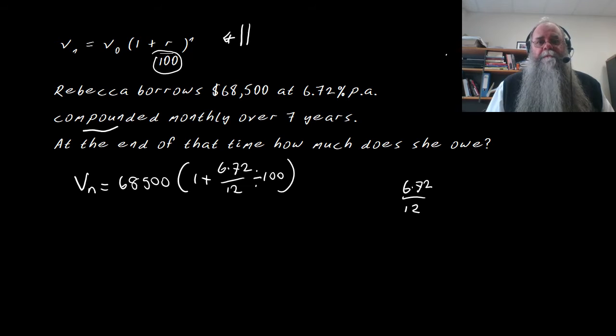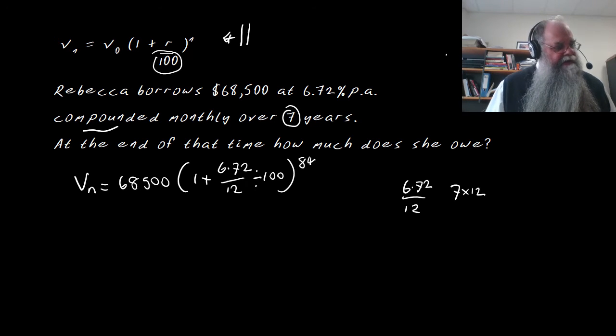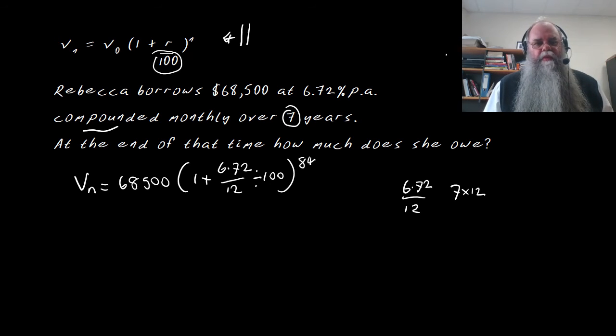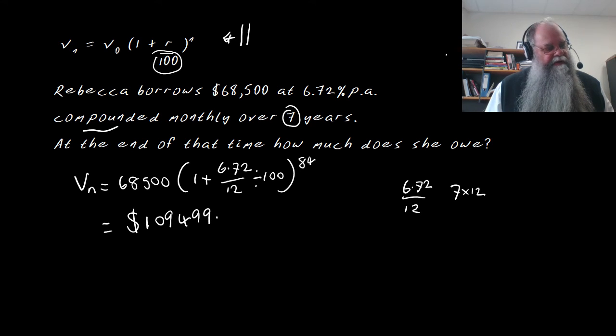If it's paid monthly, then that's 12 months in a year. We've got 7 years, so it'll be 7 times 12, which is 84. So our formula becomes 68,500 times (1 plus 6.72 divided by 12 divided by 100) raised to the power 84. And when we put that into our calculator, we come out with a total of $109,499.67.